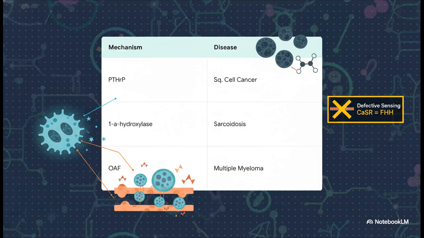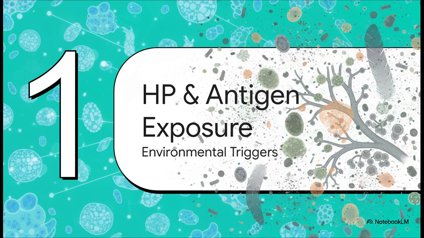It's definitely not driven by excessive 24-hydroxylase activity. That actually degrades active vitamin D. And finally, a defective calcium sensing receptor, that points to familial hypocalciuric hypercalcemia, which absolutely does not fit this systemic inflammatory profile. Module 2, Hypersensitivity pneumonitis and antigen exposure.